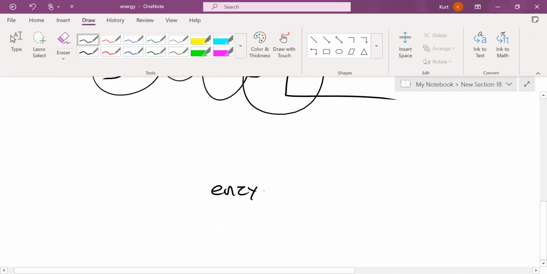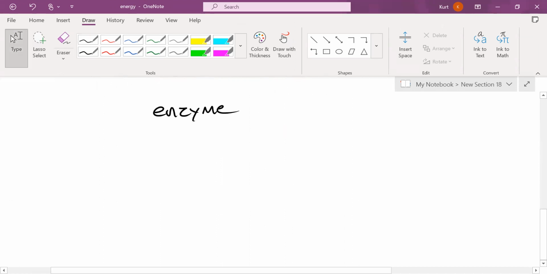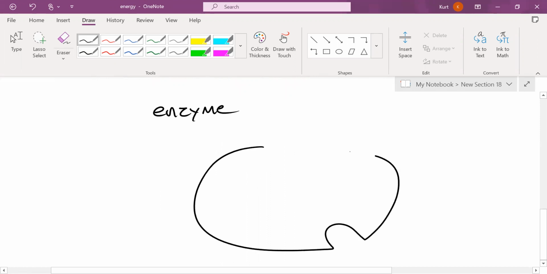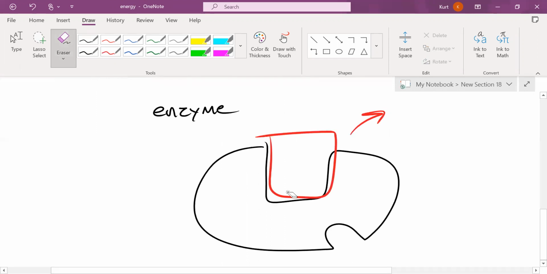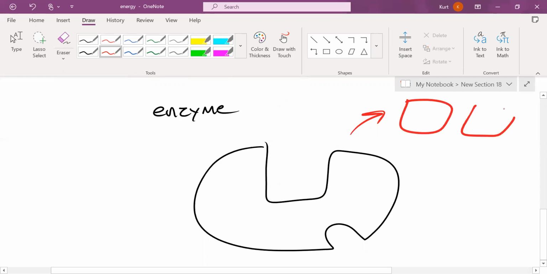Enzymes. What do you call this area on the top? Active sites. What fits in the active site? A substrate. If a substrate fits in the active site, what comes out? Product. What is this site?